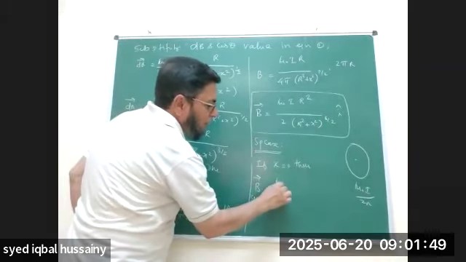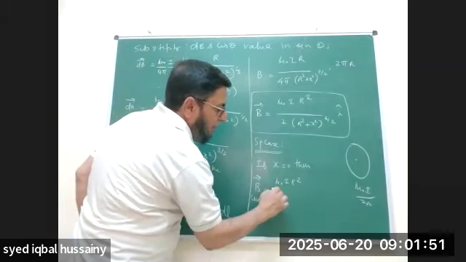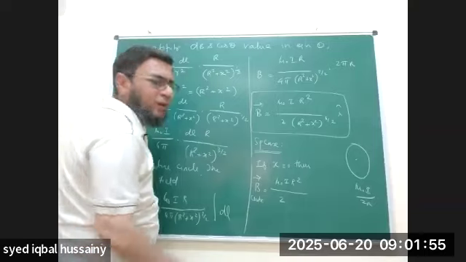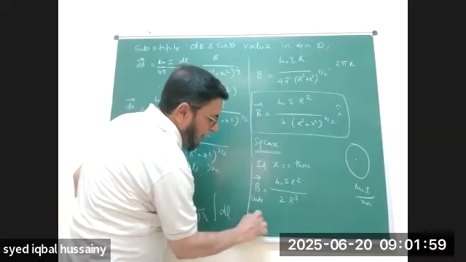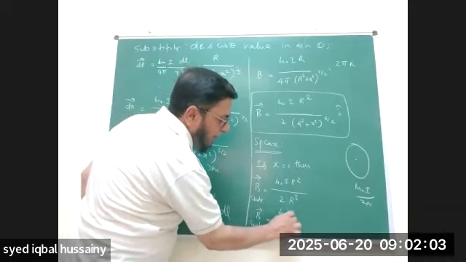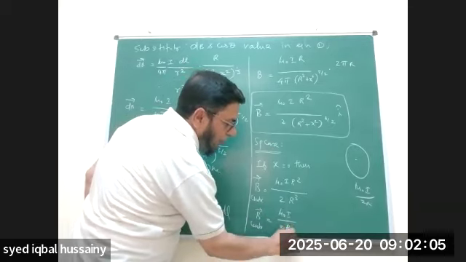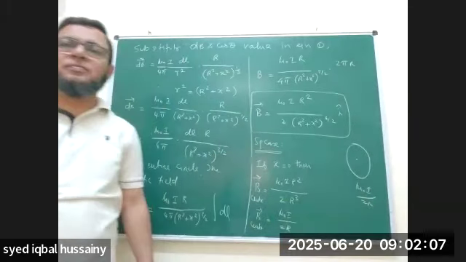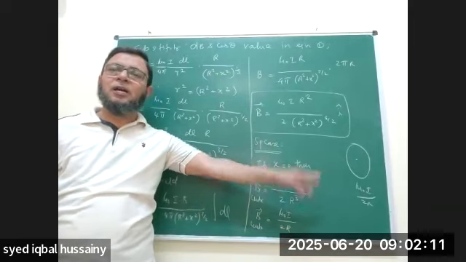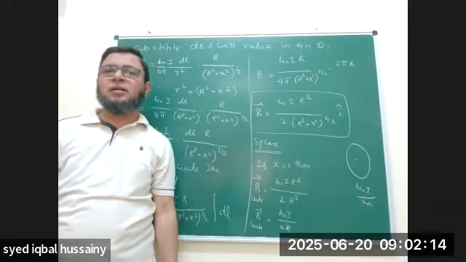So mu naught I r square divided by 2 r square into 3 by 2, that is r cube. R cube and r square, cancel. So the magnetic field at the center is mu naught I divided by 2r. So we get the same answer. Are you getting the point or not? Previously also I did this, and now also we get the same answer.